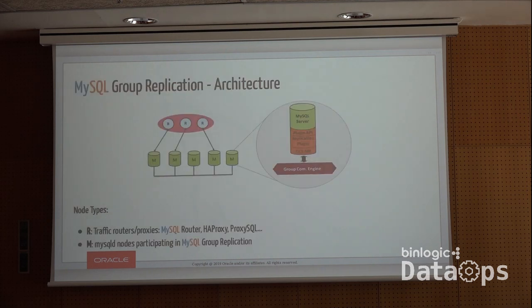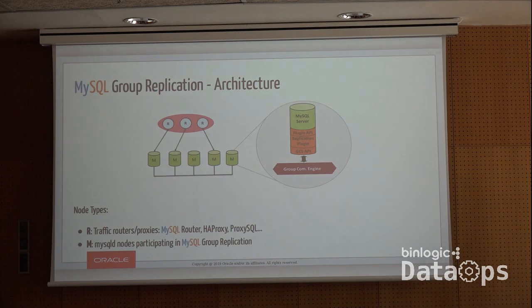So this is the basic architecture of group replication. So here are the members. Here, this is the router, but the router can be MySQL Router, but it can also be HAProxy, ProxySQL, whatever you want to use to connect to MySQL. And these are the nodes participating in the group. And this is how it looks like. So a node is a MySQL server, with the group replication plugin here, and this is the communication between the layers.